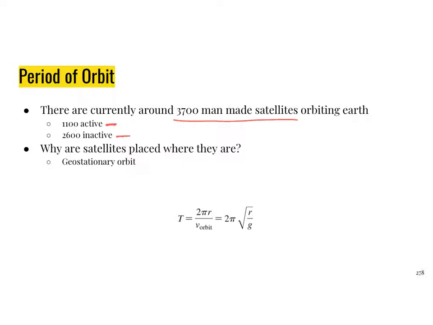A quick thought about why satellites are placed where they are. If you're sitting on Earth, and here's your country, and there you are, and you want to watch satellite TV, there has to be a satellite orbiting Earth that can constantly send electromagnetic waves to your satellite dish so that you can watch your HBO or whatever.